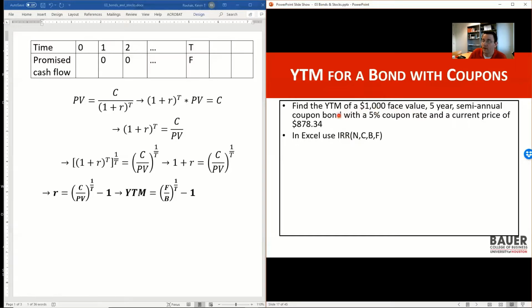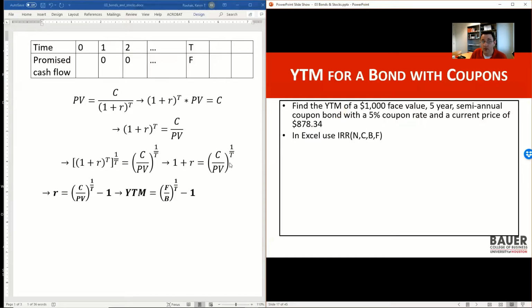We need a computer. This bond has a $1,000 principal amount. It matures in 5 years with semi-annual coupons. So over 5 years, you've got 10 coupons to worry about. That means trying to solve the bond pricing formula would have 10 different terms with the yield to maturity raised to different powers. So it'd be a mess to solve this analytically. We've got a coupon rate of 5%, and we know that the current price is $878. So how can we find the yield to maturity for this bond?